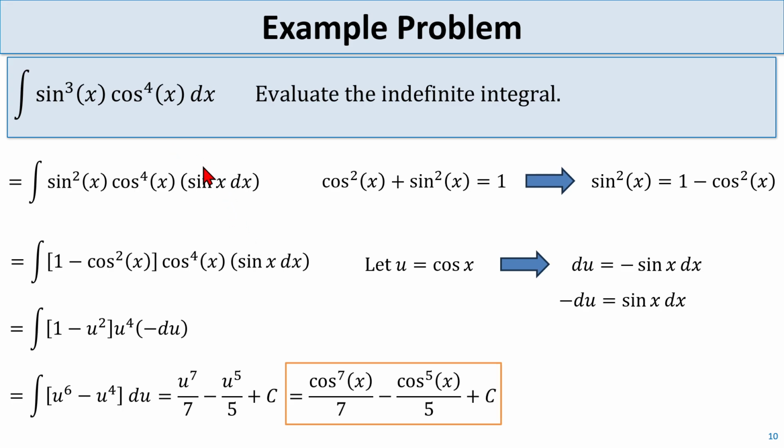In this problem, the function that had the odd power was sine, and we let u be cosine. If the function that had the odd power was cosine, then we would have used the same approach, but u would have been sine of x. But the procedure would be very similar.